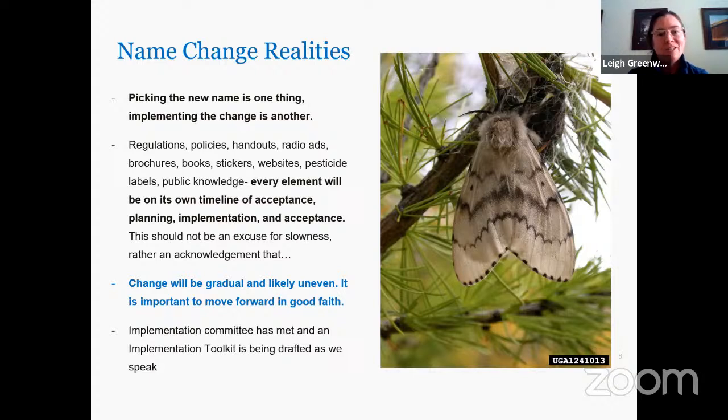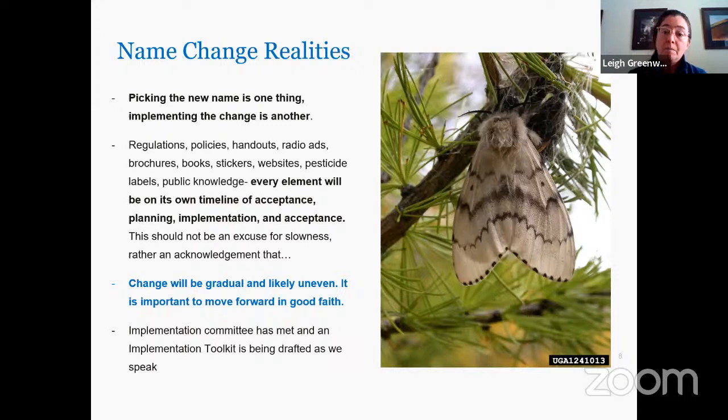But please do not use this as an excuse for slowness. We realize that there are processes in place that may take time, but that is not an excuse to take more time than is necessary, because this is a problem that's been in existence for decades. We've decided to fix it as an entomological community, and it will take everybody in order to actually make the changes. They will be gradual, they will certainly be uneven, but it will be important as a community to move forward on this in good faith. In order to help everybody move forward, we're putting in place an implementation committee.